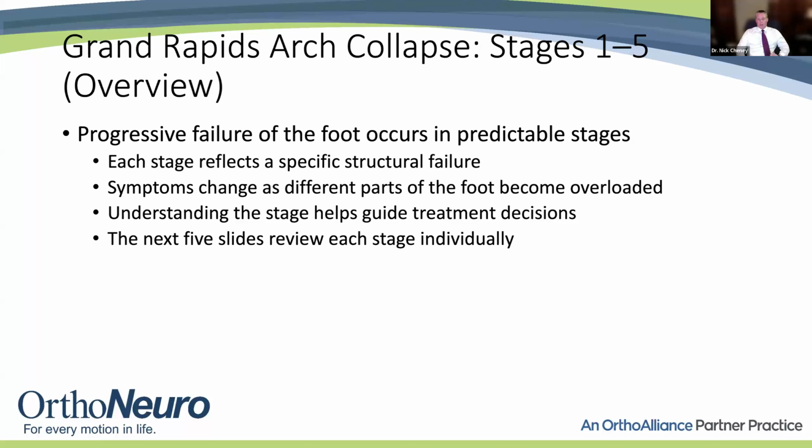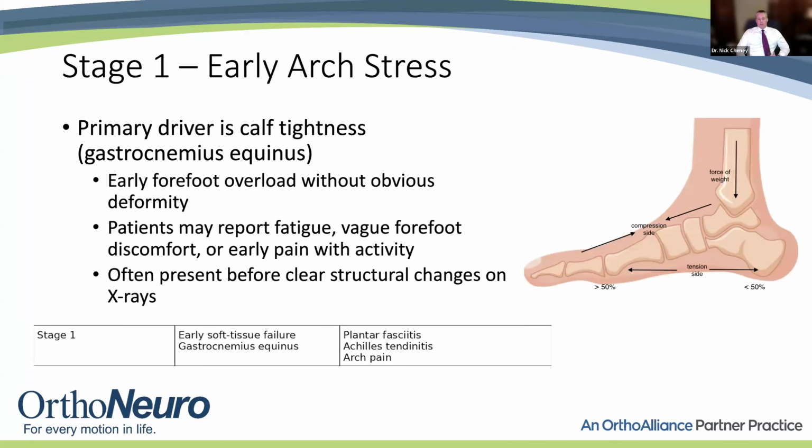So the Grand Rapids arch collapse stages 1 through 5, it's a progressive failure of the foot, predictable stages. Early stages, there's not as much architectural change. Radiographically, the foot doesn't look as abnormal. And then the symptoms evolve kind of from the front of the foot and work back towards the back of the foot. So type 1, stage 1 is early arch stretch.